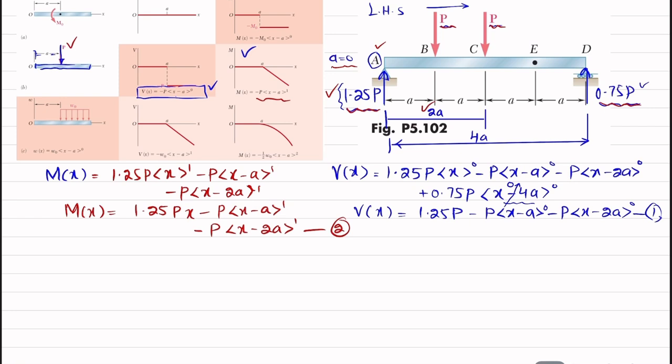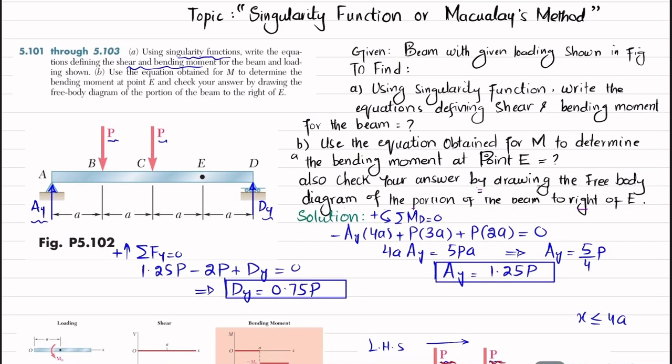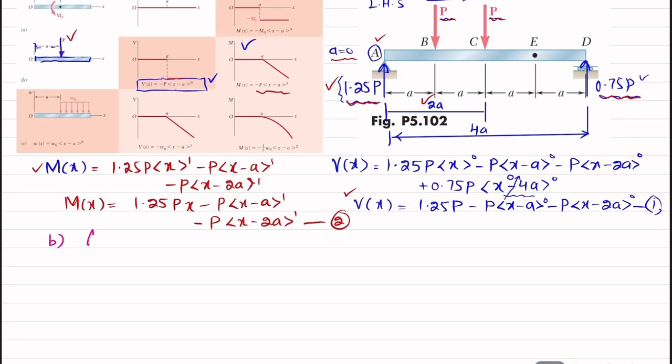So in first part we have found out the shear force as well as bending moment equation. Now we will go to part 2, and in part 2 it is given to use the equation obtained for M to determine the bending moment at point E. So this is point E. Point E is at a distance of x is equal to 3a. So at x is equal to 3a, put in equation number 2.